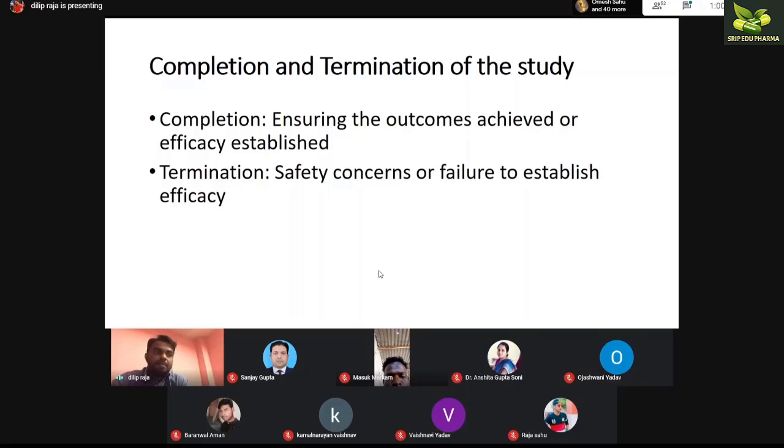And in case more serious adverse events happen in between the trial, they'll terminate the study in between. Or else, if they fail to establish the efficacy. So these are the two concerns: one is the safety concern, and the other is if the particular drug fails to establish the efficacy, then the trial will be terminated in between.